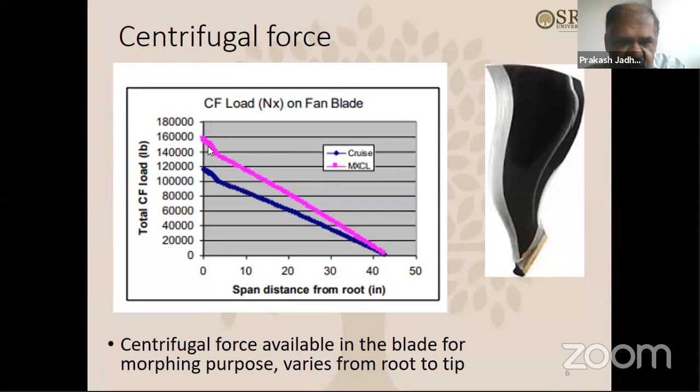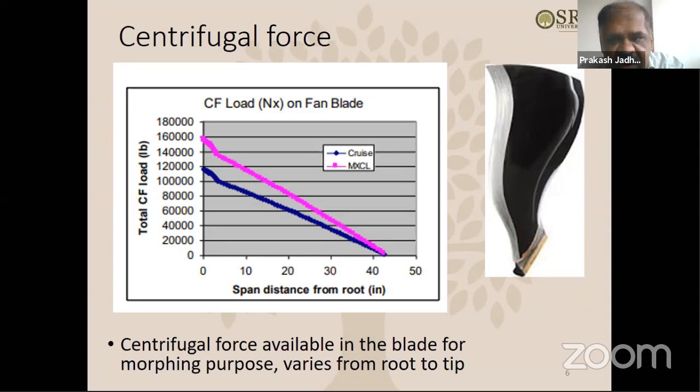At cruise or max climb, it changes like this. At cruise also, you can see as you move from the root to the tip, the centrifugal force changes, and also for climb condition, centrifugal force is different, but it changes like this. Okay, and as you can see, there's a difference between this centrifugal force from max climb to the cruise. So this difference in centrifugal force, can we use it to change the shape of the blade?